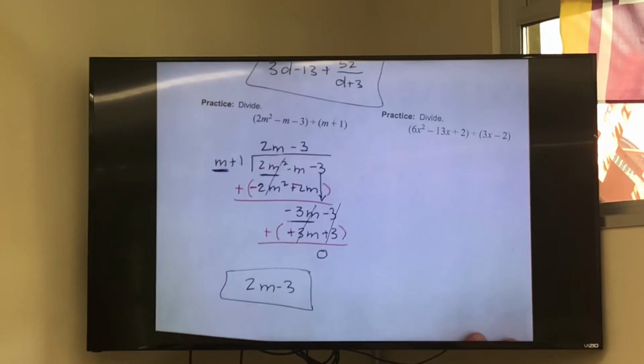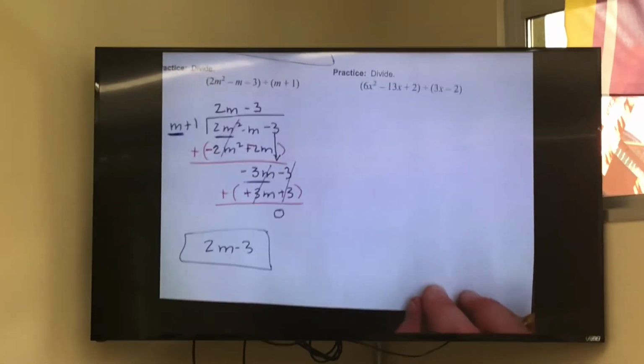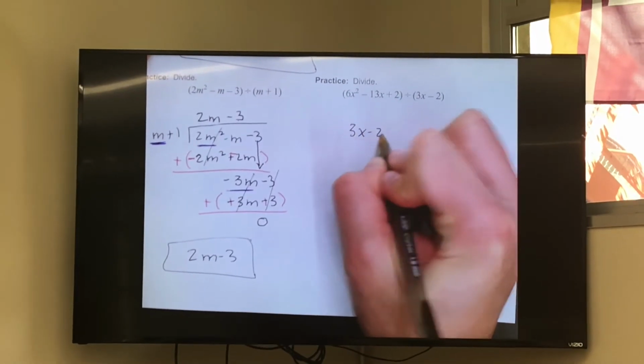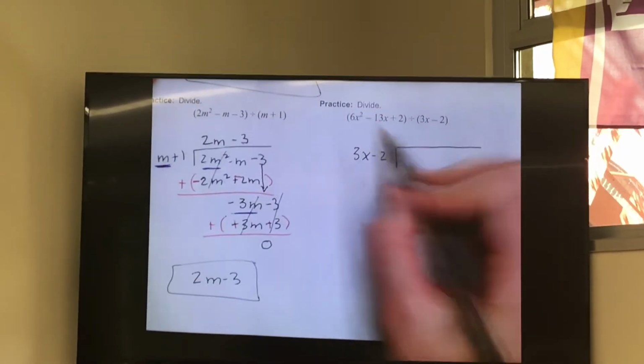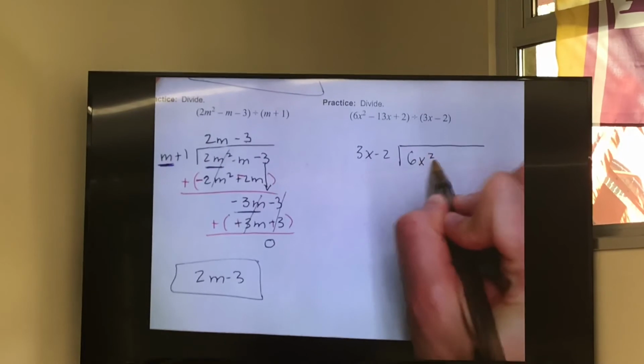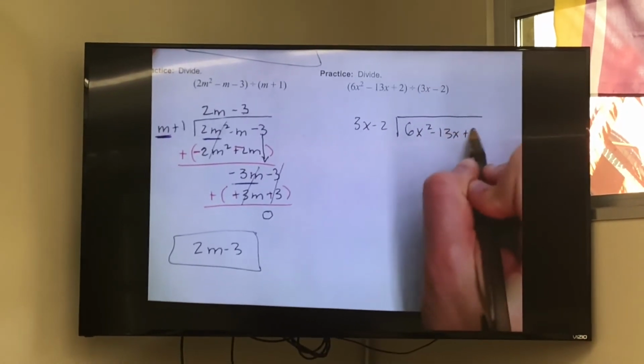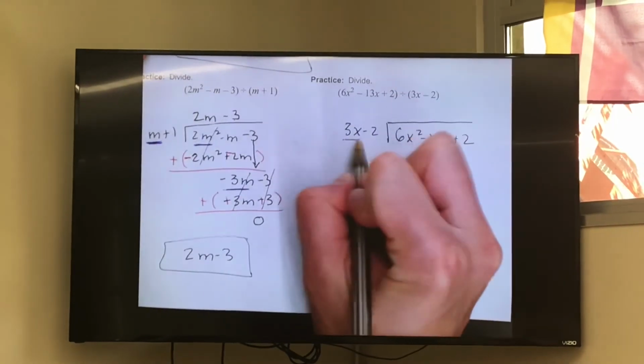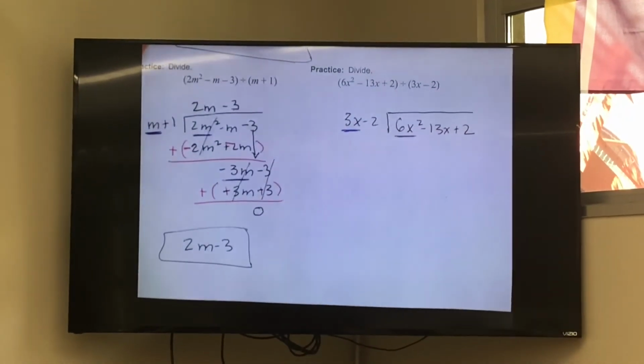All right, let's try the last example here. So I'm doing 3x minus 2 into the polynomial here of 6x squared minus 13x plus 2. Okay, let's do this one more time. Front number into front number.